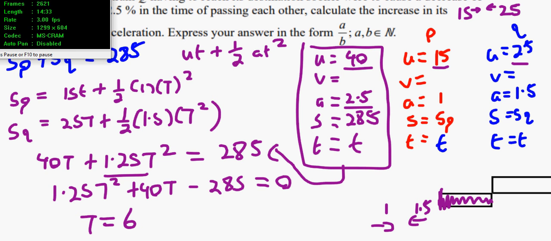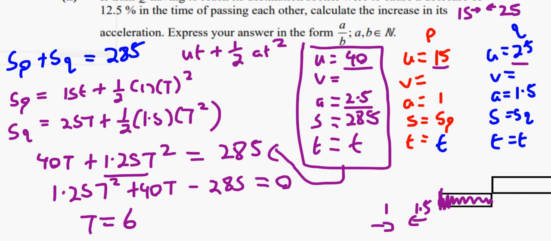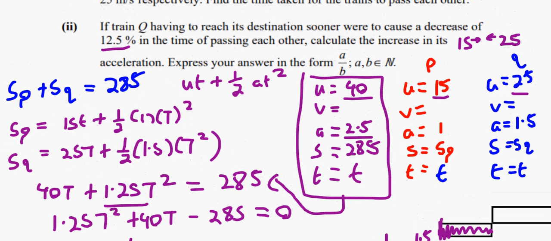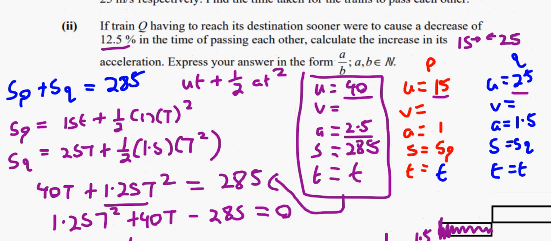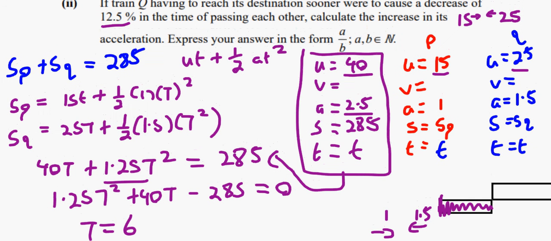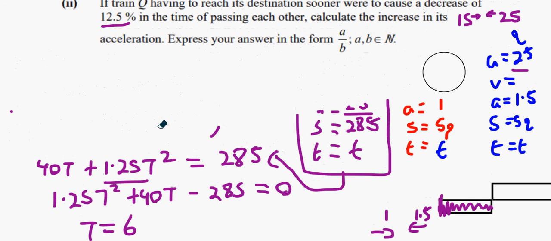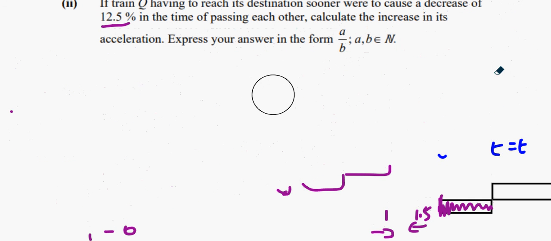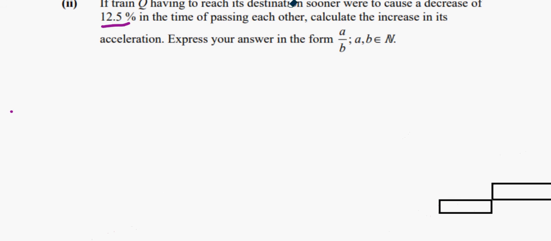Now, next part is a weird question. So what it says is, your time gets reduced by 12.5%. Is that okay? Time is reduced by 12.5%. And there's a weird little answer at the end. Calculate the increase in its acceleration. Do you see the language of that? Calculate the increase in its acceleration.